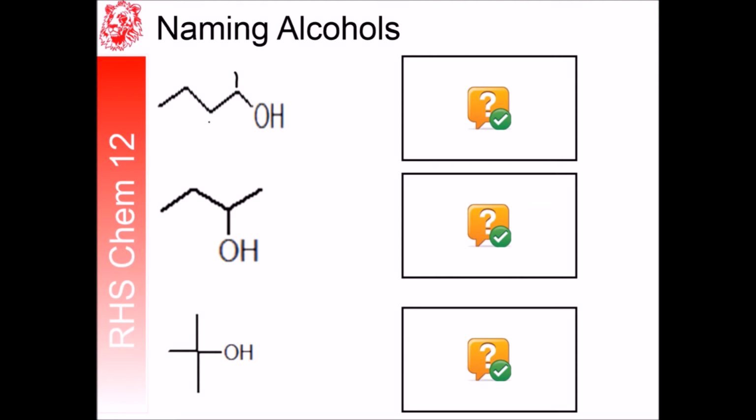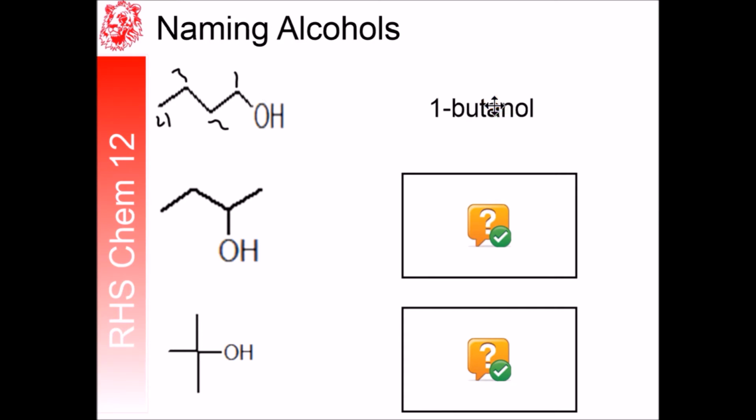1 carbon, 2 carbon, 3 carbon, 4. So this is going to be like butane, but it's got my OH, so it's going to be butanol. This is also going to be butanol, but now it's, sorry, not 1, 2, 3. We want to give the OH the smallest possible number. So it's going to be 2-butanol.